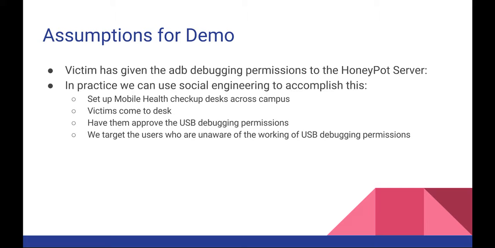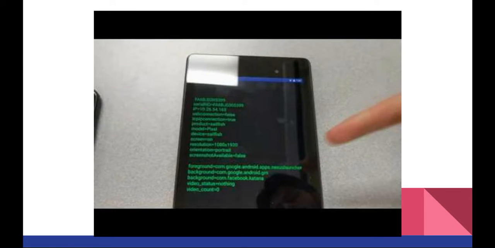So once the people have approved the USB debugging permissions, we have their IP addresses recorded, and then we can perform future attacks. In this age of technological advancement, most people are aware of USB debugging permissions, but those kinds of people are not our targets. We target the users who are unaware of the working of USB debugging permissions. Now, in the second video, we would show you a demo of a presentation.